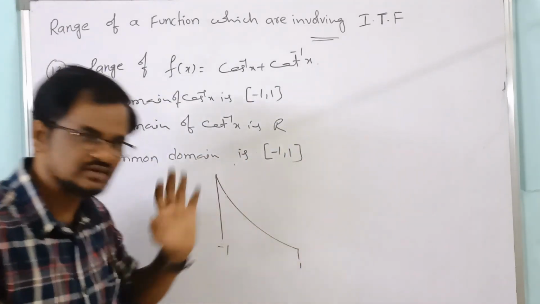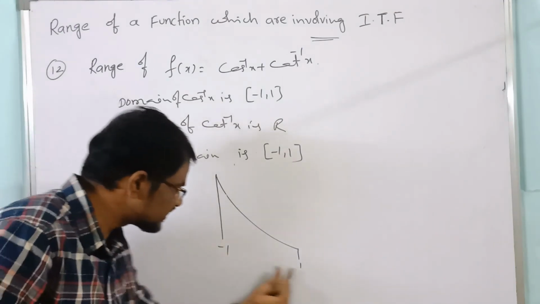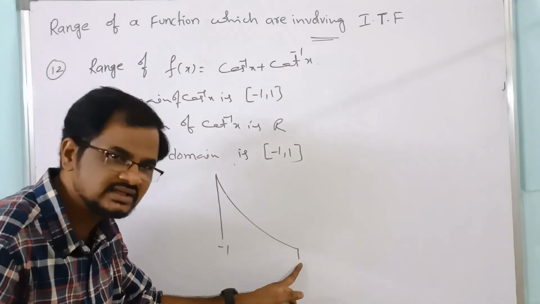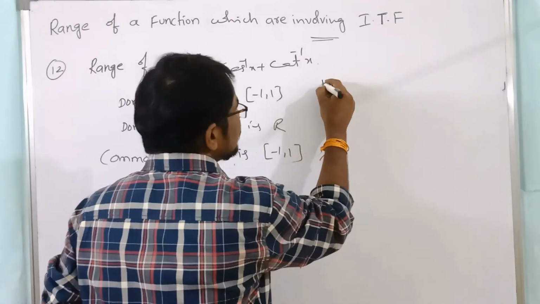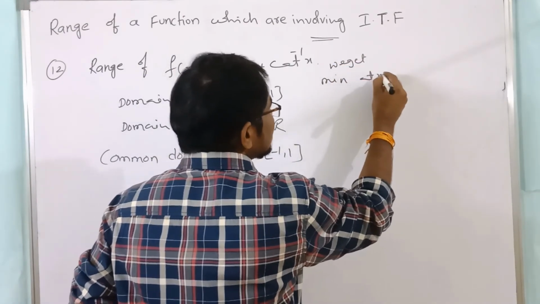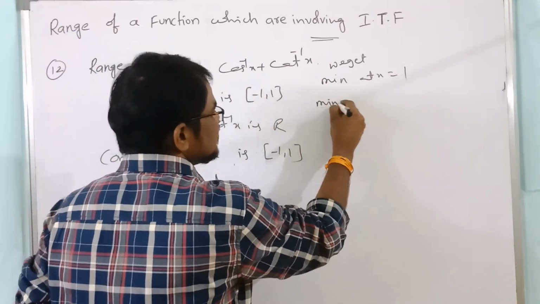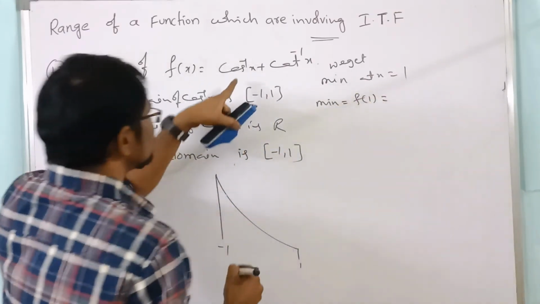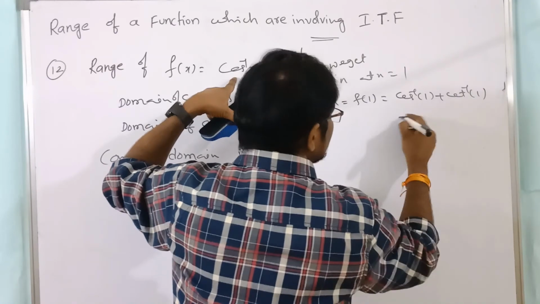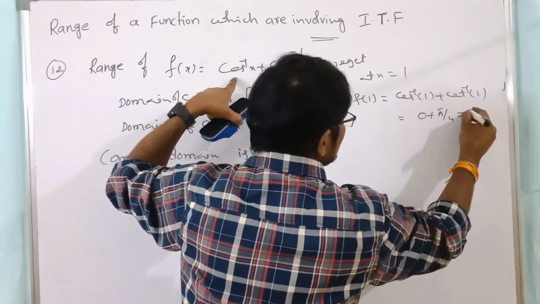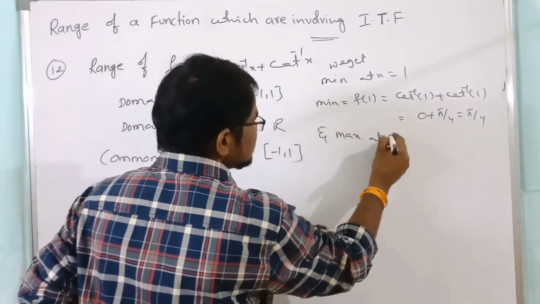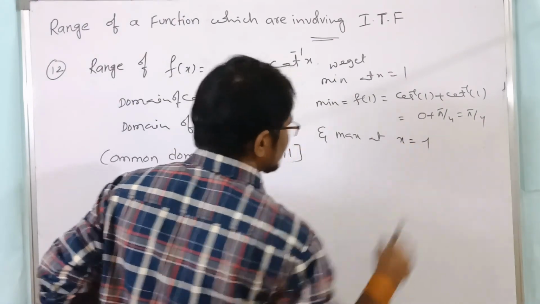So these two functions are decreasing functions, right? So the common domain of this one is closed interval minus 1 to 1. So the function is decreasing, suppose. So here it is decreasing. So here what you will get? Maximum you will get. Here what you will get? Minimum you will get, right? So therefore we get the minimum at x equal to 1. So therefore minimum equal to f of 1. f of 1 means cos inverse of 1 plus cot inverse of 1, that is equal to 0 plus pi by 4 equal to pi by 4. Next, the maximum, where you will get at x equal to minus 1, right?